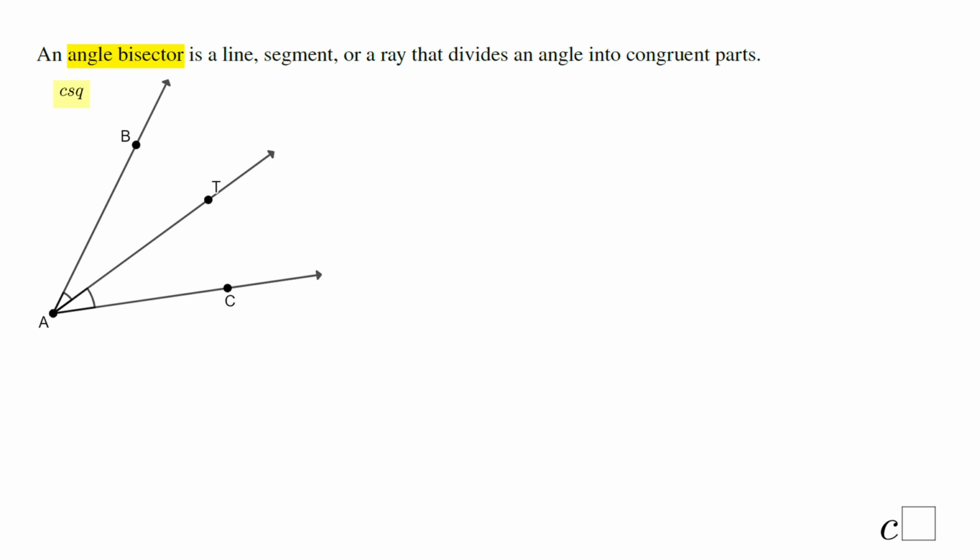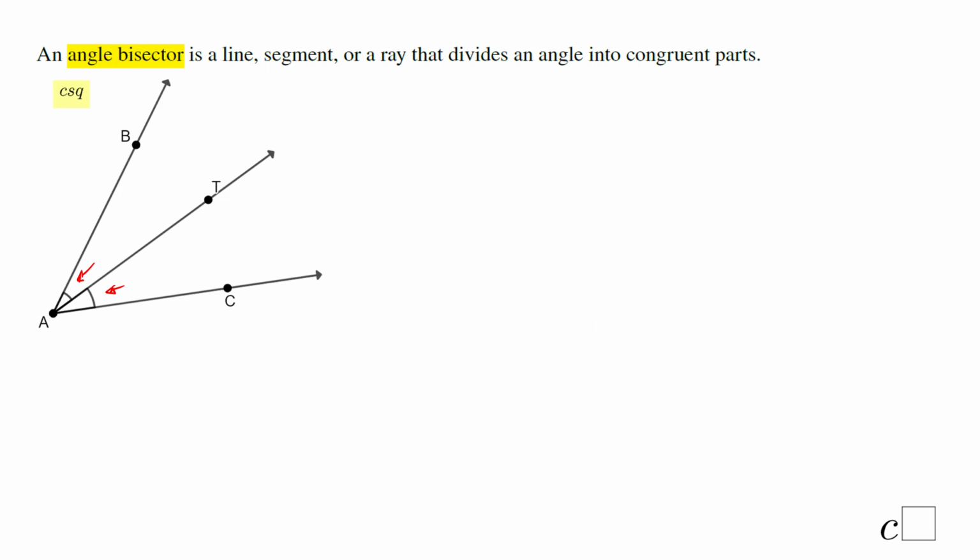In this lesson we'll talk about angle bisectors and what happens with an angle bisector inside of a triangle. Let's take a look at this definition. An angle bisector is a line segment or a ray that divides an angle into congruent parts. You can see here in this picture the ray TA bisects the angle BAC into congruent parts. We can see they are marked the same way. This is an angle bisector.